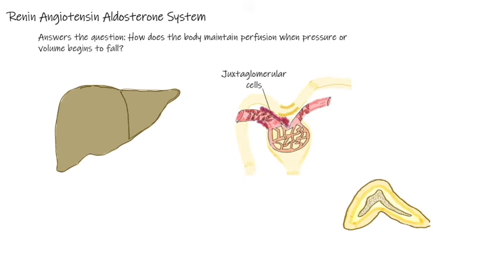First we look at the juxtaglomerular cells, which are modified smooth muscle cells that surround the afferent arteriole. We have a substance called angiotensinogen, which is a peptide created by the liver that circulates throughout our plasma. The juxtaglomerular cells secrete renin, and renin is an enzyme which acts on angiotensinogen to create angiotensin I.